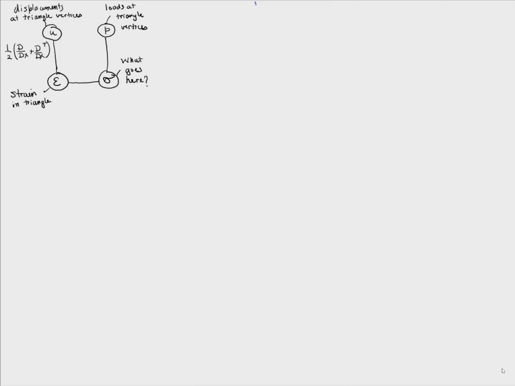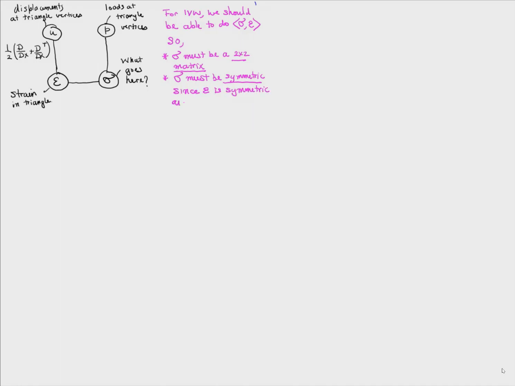And let's call what goes in there by the symbol sigma. So for internal virtual work, we should be able to do the dot product of sigma and epsilon, the matrices sigma and epsilon. Now we know what that means. So for that to be even possible, sigma must be a 2 by 2 matrix. Sigma must be symmetric because epsilon is symmetric, and the dot product of the antisymmetric part of sigma with epsilon would vanish anyway. So we know that sigma must be a symmetric 2 by 2 matrix.